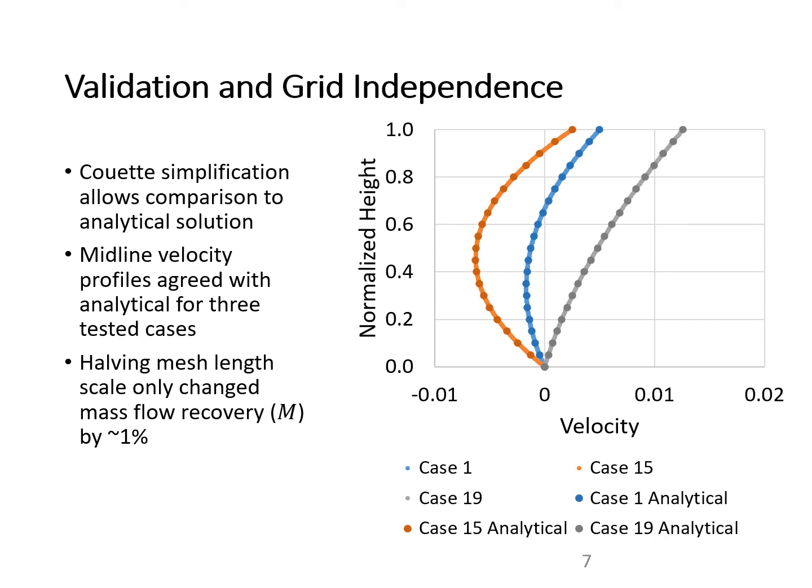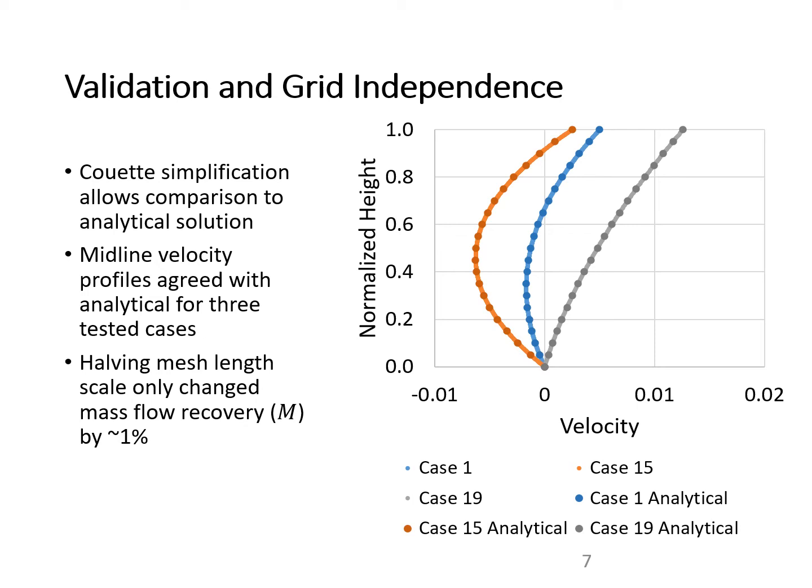The first thing that's important to look at when considering a computational study is validation and also grid independence. This couette simplification allows comparison to an analytical solution. So that's another benefit, is we can go to a textbook and find the equation for velocity profile of a couette flow with an adverse pressure gradient, which is what we did. And you can see in that plot on the right 3 different cases, where those cases are combinations of characteristic numbers, which means different velocities, different domain sizes, and so on, without a denticle, of course.